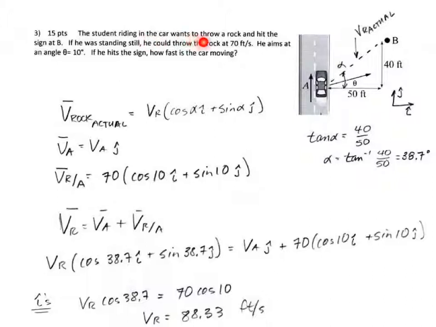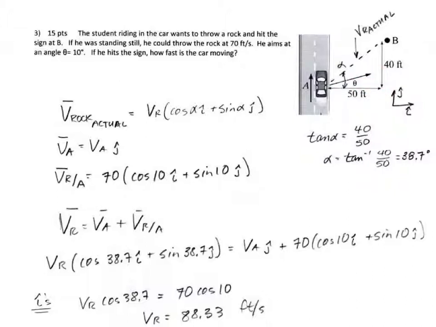The relative term, looking at the problem, you can see that if he was standing still, he could throw at 70 feet per second. That's your clue that that's the relative term. He aims, that's another clue, at 10 degrees. So you know that this term right there is going to be the relative, and it's going to be 70 cosine that angle, sine that angle. And so that's what we get for that.